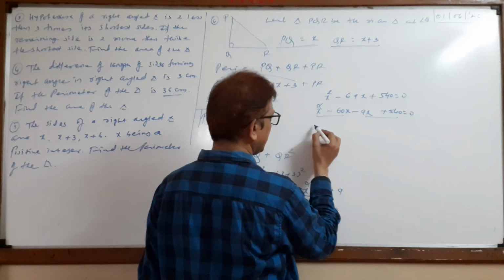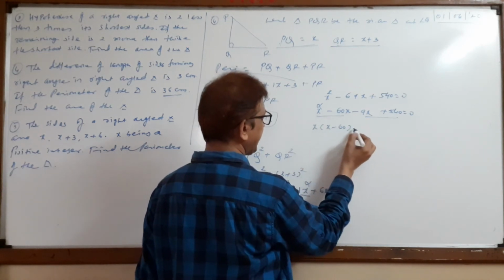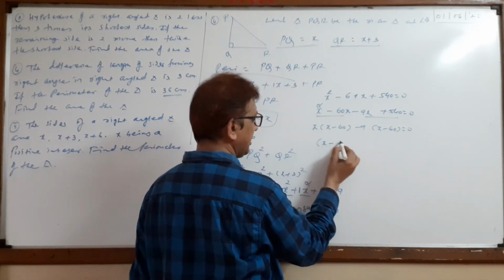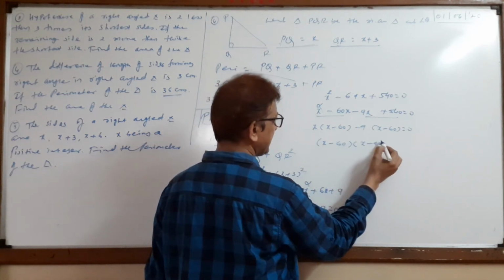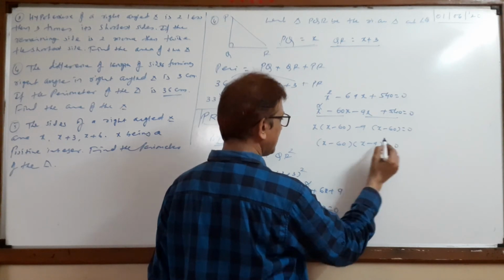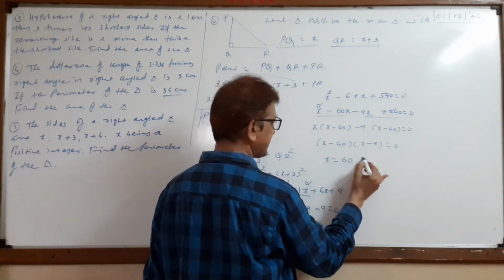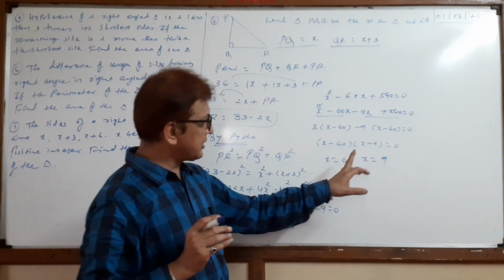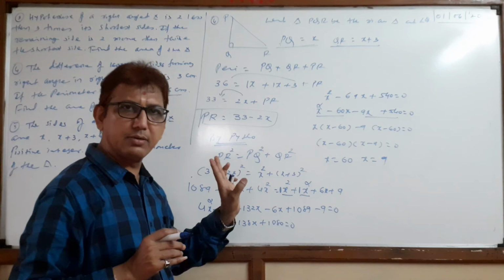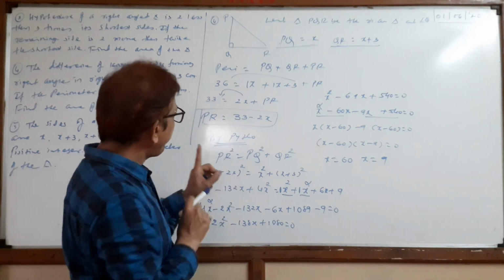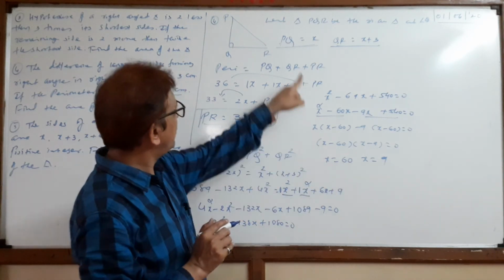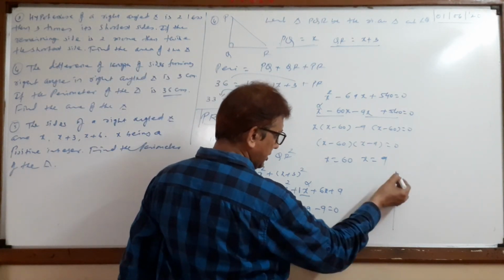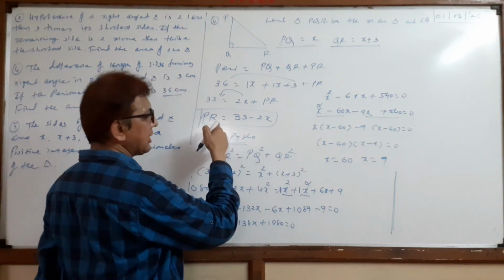Now x is common; x minus 60. Again, minus 9 common; x minus 60. So (x minus 60)(x minus 9) equals 0. Individually 0, x equals 60 and x equals 9. Now one of the values is not possible and only one value is possible, right? Okay. Now put both the values in PQ, QR and PR to verify. You can also directly verify in PR.